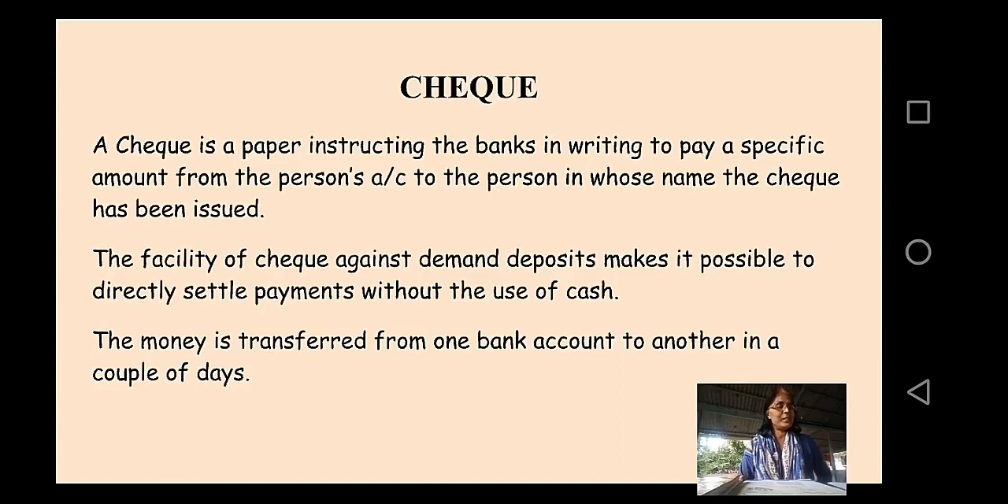Then immediately the money is transferred from my account to that individual's account. He will be getting the cash then and there, or sometimes somebody else might go and deposit the check leaf, which means the transaction will be completed within a couple of days. So a check is used to make payments directly from bank deposits without using cash. Clear? What is a check and how the payment is being done? Clear?